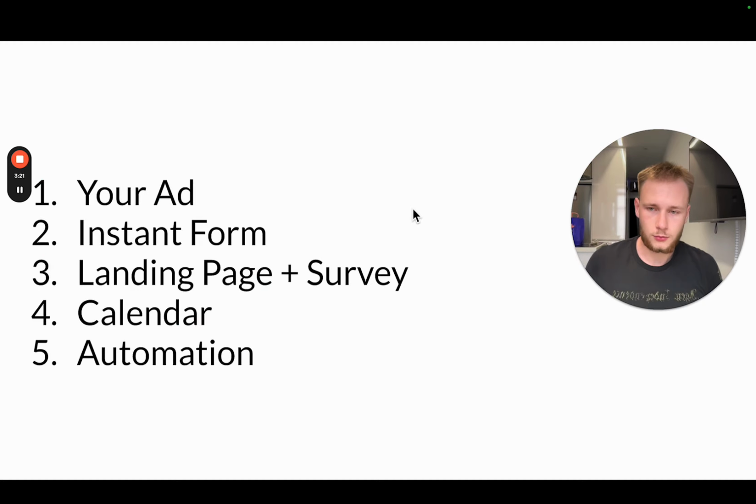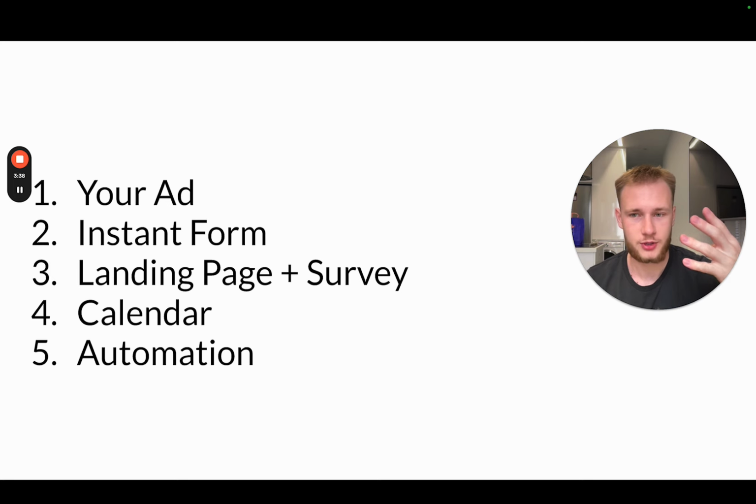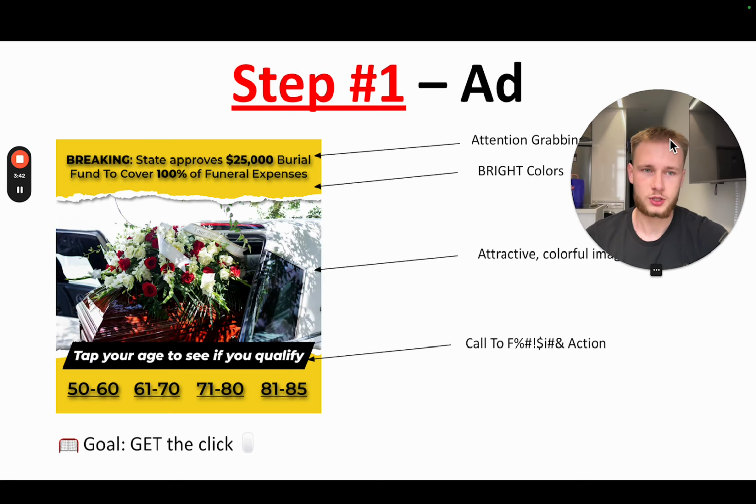So there's basically 5 steps to this system. The first step is your ad, right? And I'm going to show you guys how to configure each of these different pieces. The first step is your ad. The second step is your instant form on Facebook. The third step is your calendar page and survey. The fourth step is your calendar. And the fifth step is automations, right? So let's start with the ad.